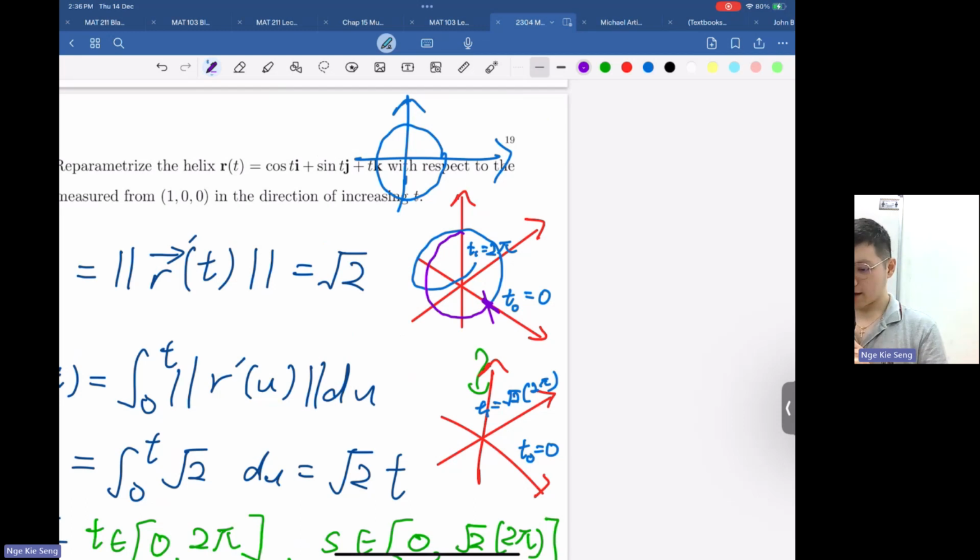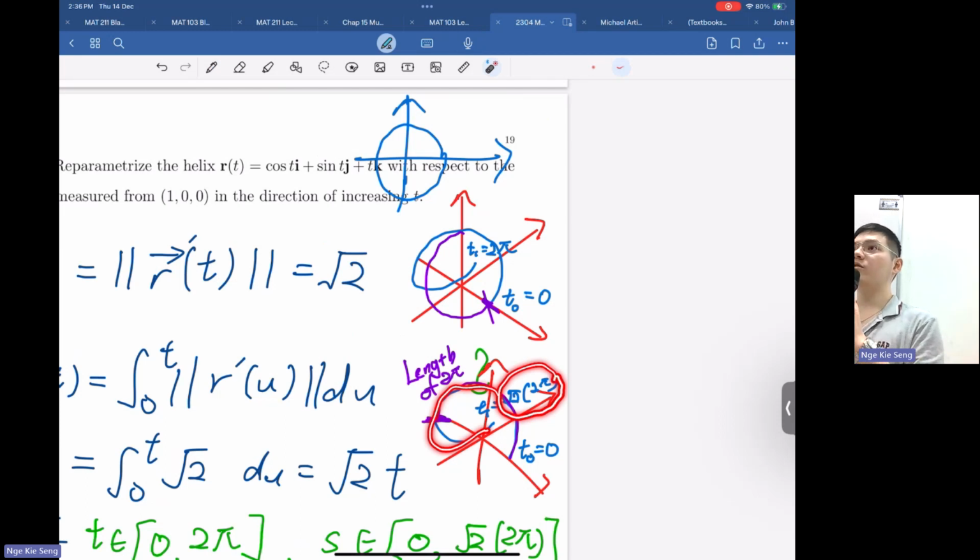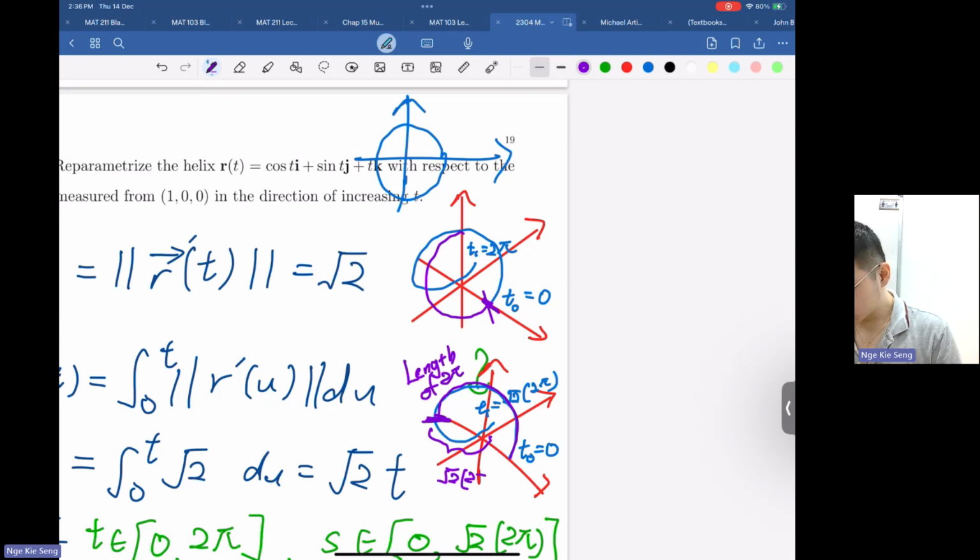Okay, length of 2 pi. Because if you want to fill the whole helix, you need to go to square root 2 times 2 pi. Make sense or not? Okay, so the leftover here is what? The leftover here is exactly square root 2 times 2 pi minus 2 pi. Okay. Can you follow? Okay. Yeah.